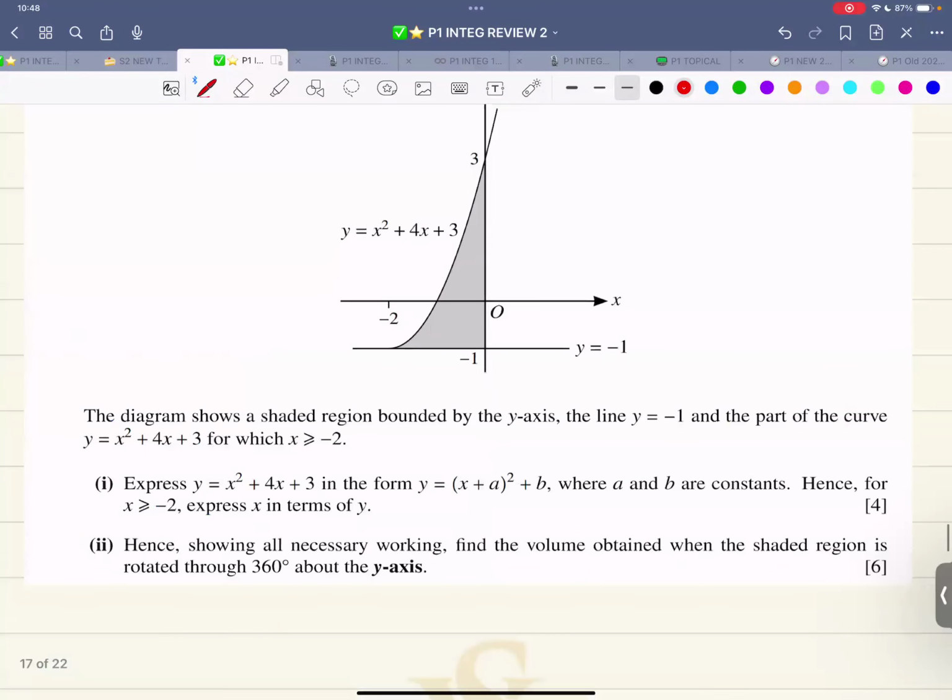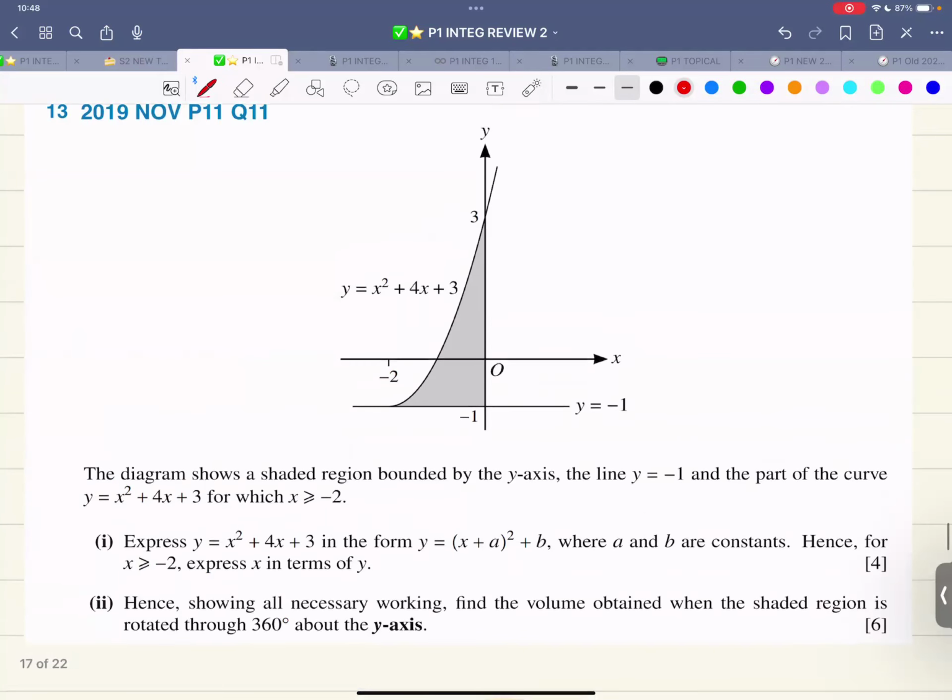Now, again, another question, and it's more or less along the same pattern. So I'll just set up the integral and let's see how it goes. First of all, let me get my highlighter ready. The diagram shows the shaded region bounded by the y-axis, the line y equals -1, and part of the curve. This is the quadratic curve for x is greater than or equal to -2.